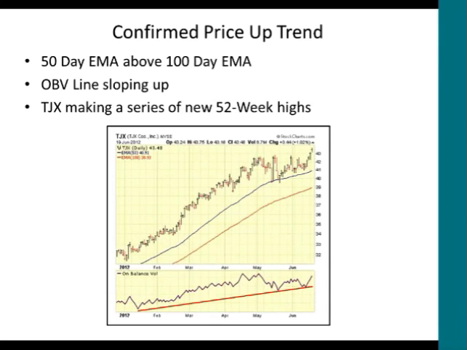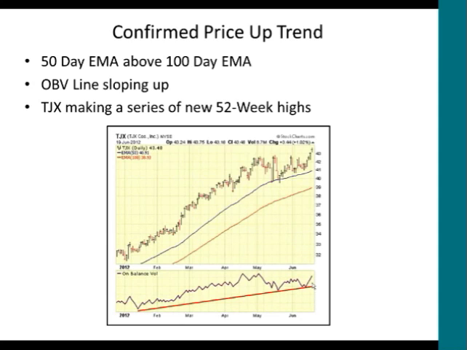Here's a snapshot of TJX. This is a daily price movement, and it's in a confirmed price uptrend using our Prime Trade Select trade selection process. We can see that the 50-day EMA line, which is this blue line, is above the 100-day. So we're in a price uptrend, and this price uptrend is confirmed by TJX making a series of new 52-week highs, and we also have an upsloping on-balance volume line, which also confirms this price uptrend.